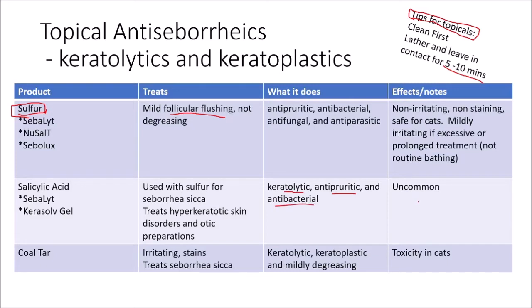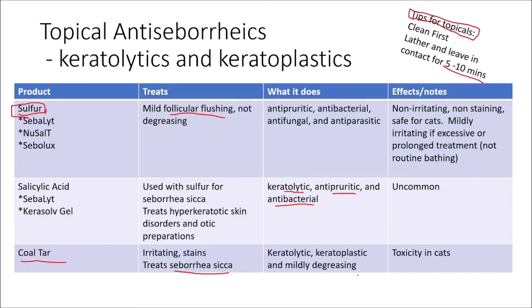Coal tar. It's a very strong product. It is irritating, it stains, but it does treat seborrhea sicca very well. It's keratolytic, keratoplastic, and mildly degreasing, but it is toxic to cats.